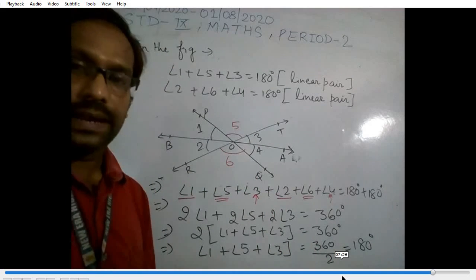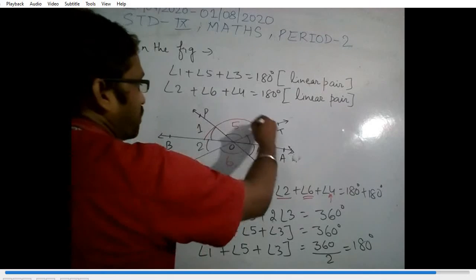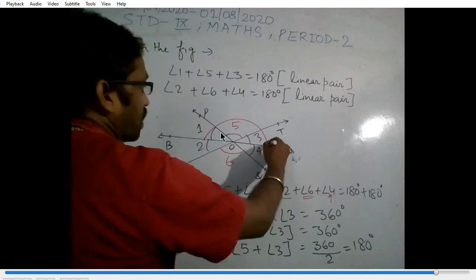So this is what we have learned today, and this is what we have proved also, because angle 1, 5, 3 is equal to 180 degrees. So AB is a straight line. This is what we had to prove. 1 plus 5 plus 3 is equal to 180, linear pair. 2 plus 6 plus 4 is equal to 180, linear pair. So this we proved. Hence AB is a straight line.